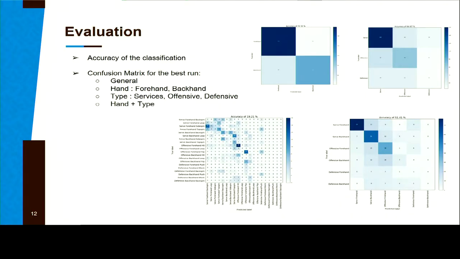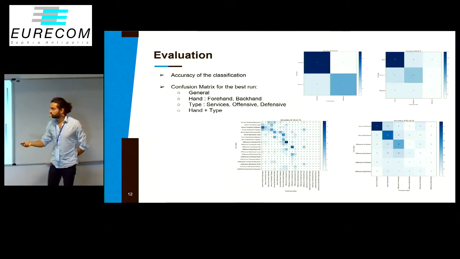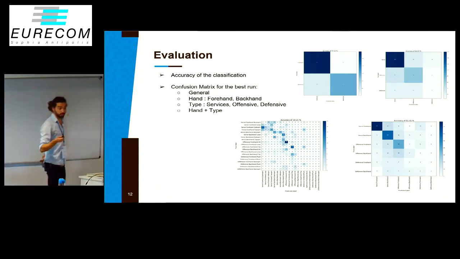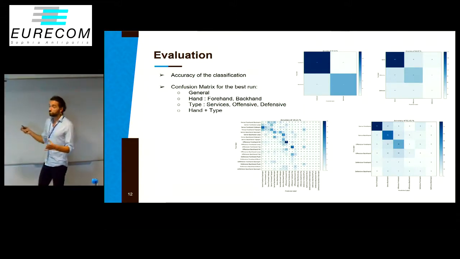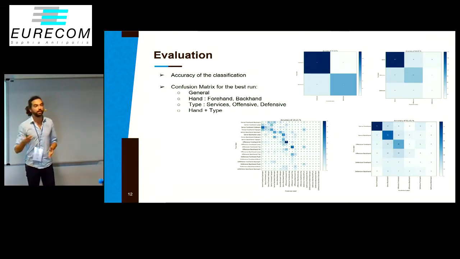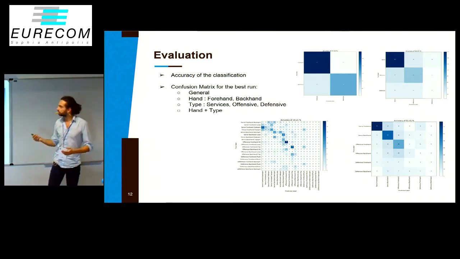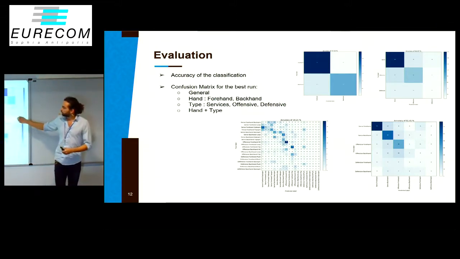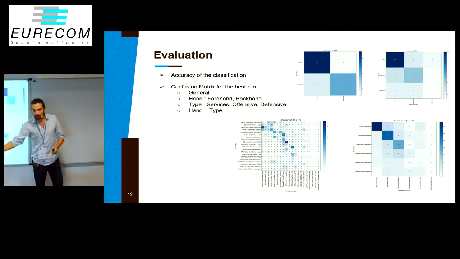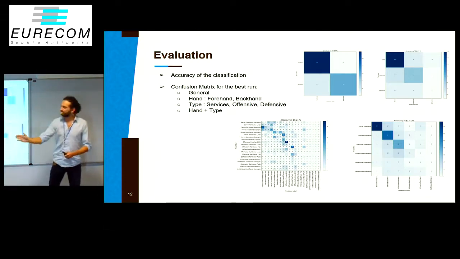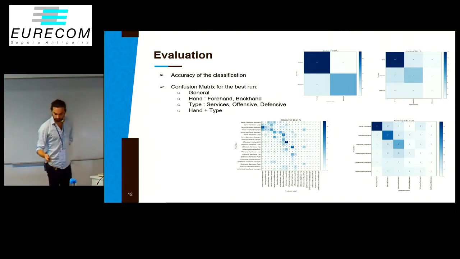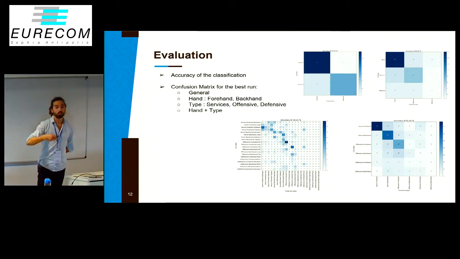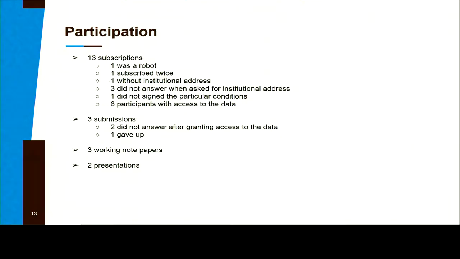For the evaluation, first we were thinking to just give the accuracy of the classification, but then we saw that it can be a very complicated and challenging task. So we actually grouped the different strokes. For strokes we have services, offensive, defensive, so 3 types. We also have backhand and forehand. And we can do the intersection of both, which can make the task a bit simpler and get some accuracy and more feedback for the participants.